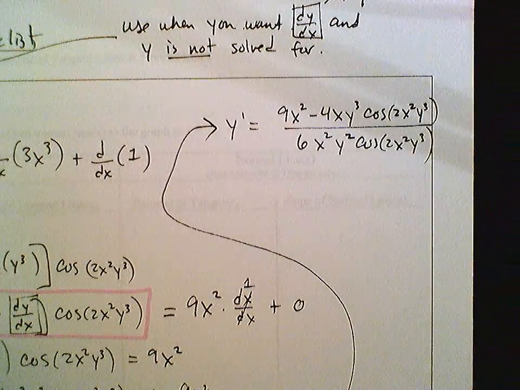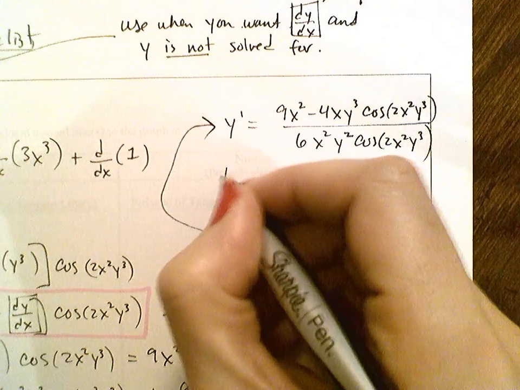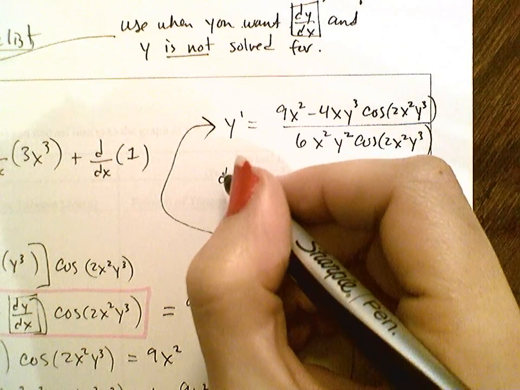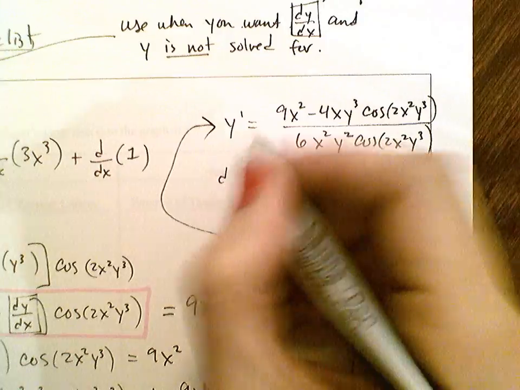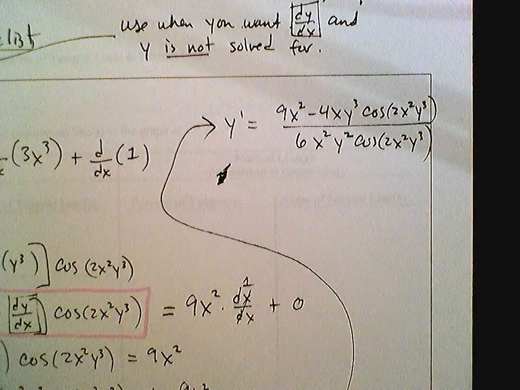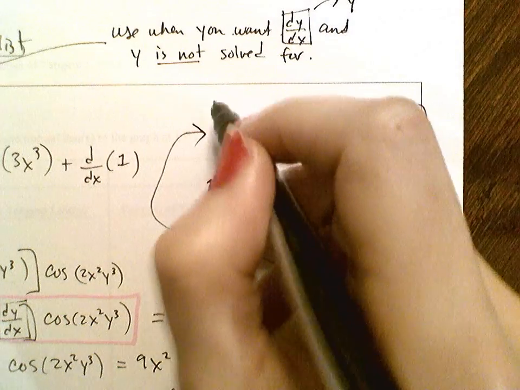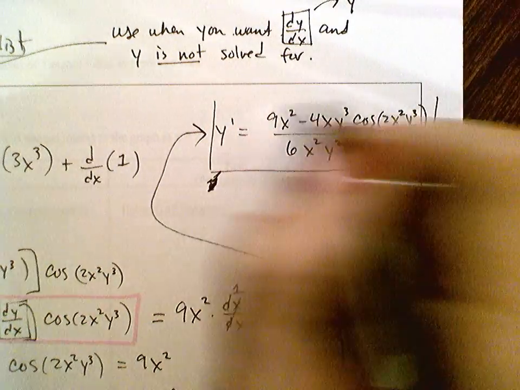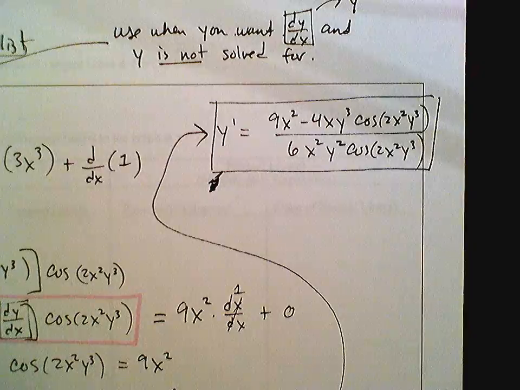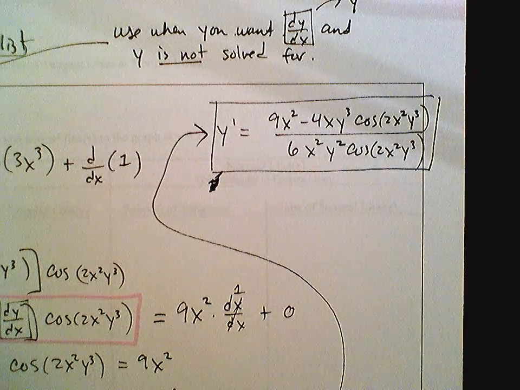Okay, that is it. Now I'll just switch. dy dx is the same as y prime, so I'm just going to leave it like that. I think that's fine. All right, so that is the derivative of y, not in terms of x, but in terms of both x and y.